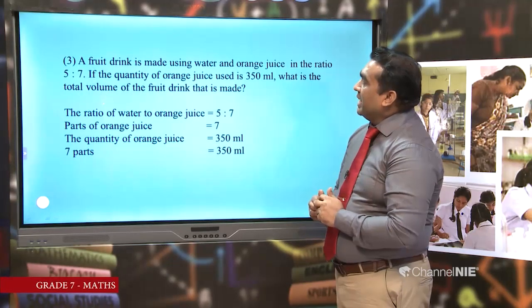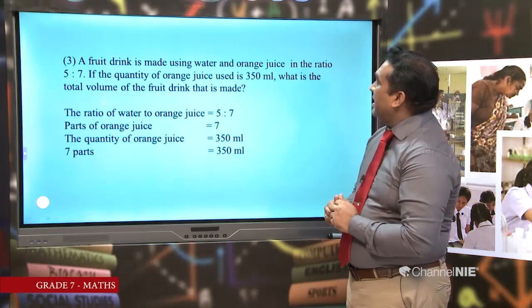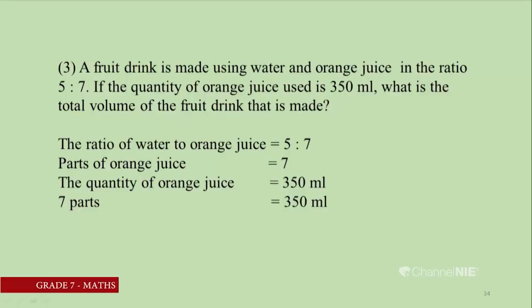A fruit drink is made using water and orange juice in the ratio 5 to 7. If the quantity of orange juice used is 350 milliliters, what is the total volume of the fruit drink that is made? Now, the ratio is 5 to 7, and the parts of orange juice are 7. The quantity of orange juice is 350.